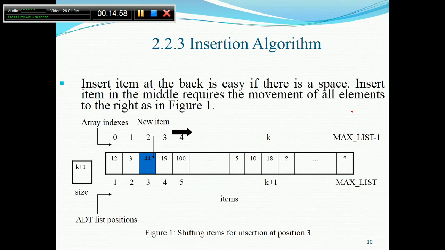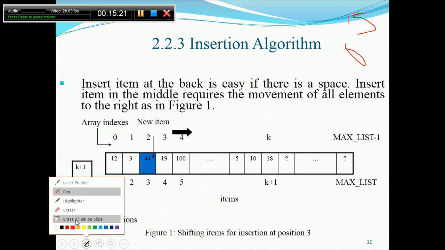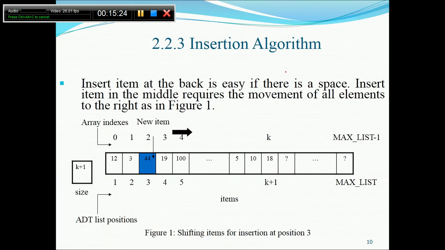Now there are two major cases. The first is if you want to insert at the back, at the last. Suppose we have an array of 15 size, so the indexes would be from 0 to 14. You have elements from 0 to 14. So in this case, what will happen?